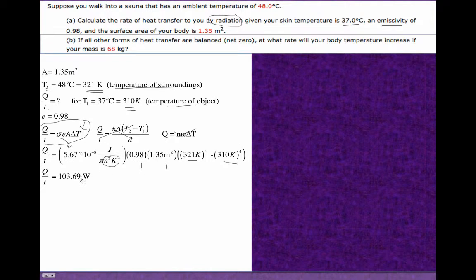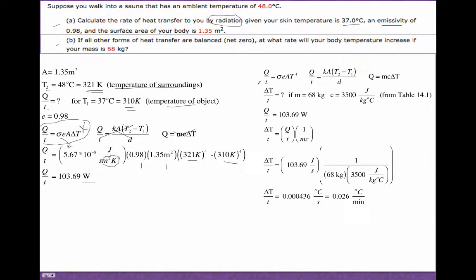I multiply all those things together and I get 103.69 joules per second, or 103.69 watts, basically. So that's the answer to part A. Going on to part B, if all the other forms of heat transfer are balanced, they're net zero, at what rate will your body temperature increase if your mass is 68 kilograms? So you walk into your sauna at maybe 97.8 degrees, how quickly is your body temperature going to go up? Let's take a look.